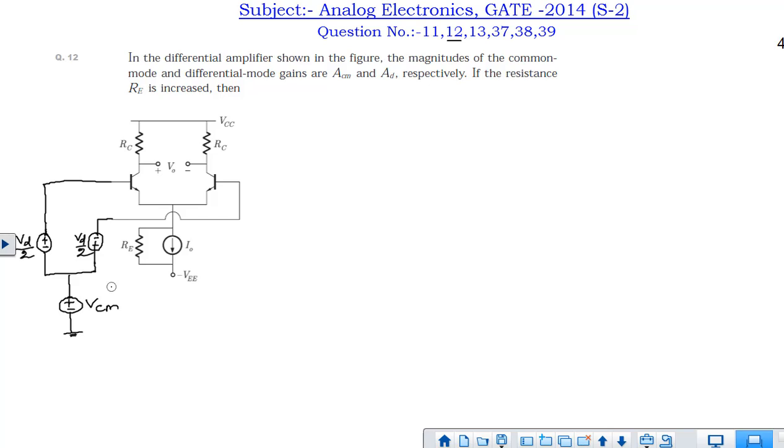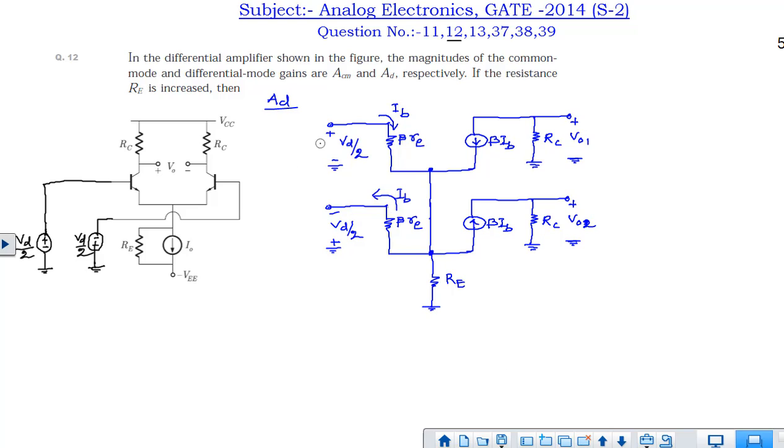For differential voltage gain, this will be 0. Only Vd by 2 will be applied. Okay, so we will have this circuit. Differential voltage gain is nothing but VOD by Vd. VOD is nothing but V01 minus V02, that is the difference of these two voltages. Now if you represent the small signal circuit, the circuit will be looking like this.